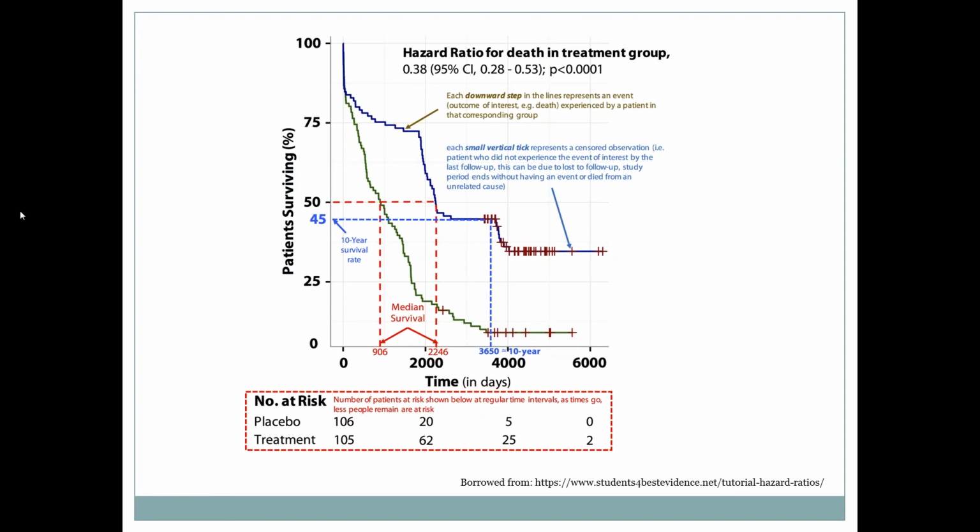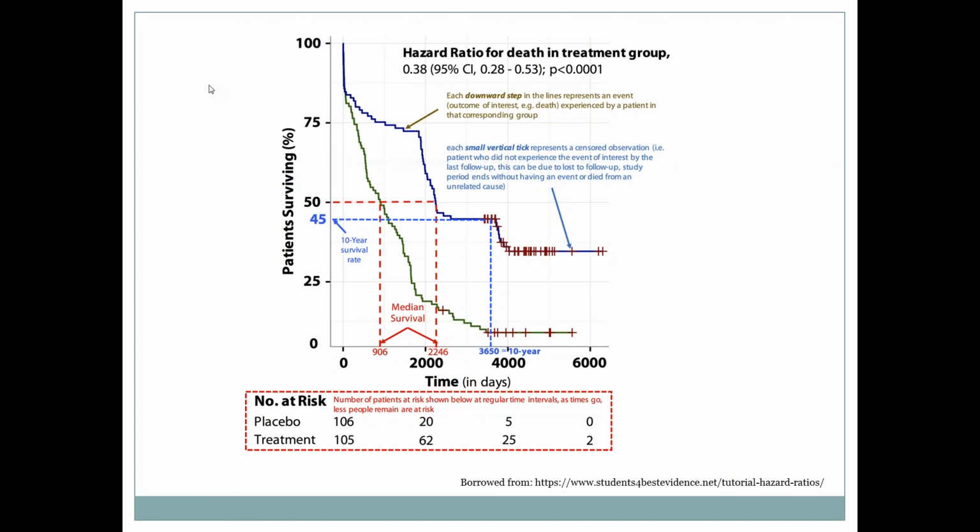You can basically say after a median follow-up of 1,500 days, the hazard ratio for death in the treatment group was 0.38, and it has this 95% confidence interval. So we are 95% confident that the true ratio is somewhere inside here. Okay, it was 0.38 and had this p-value.